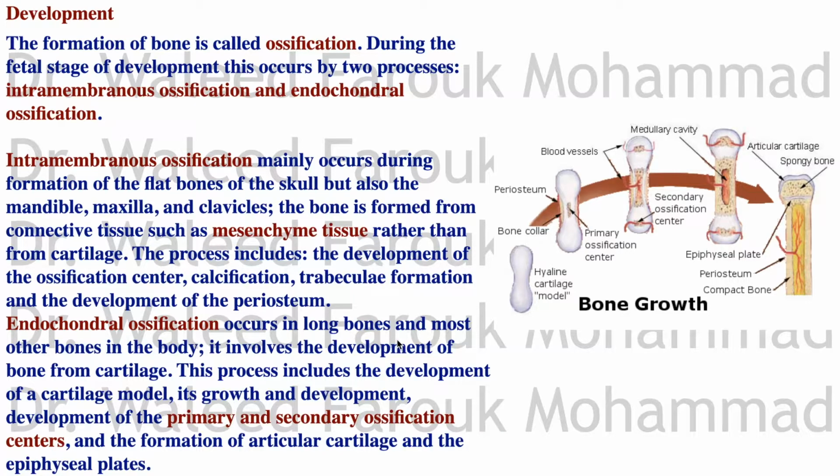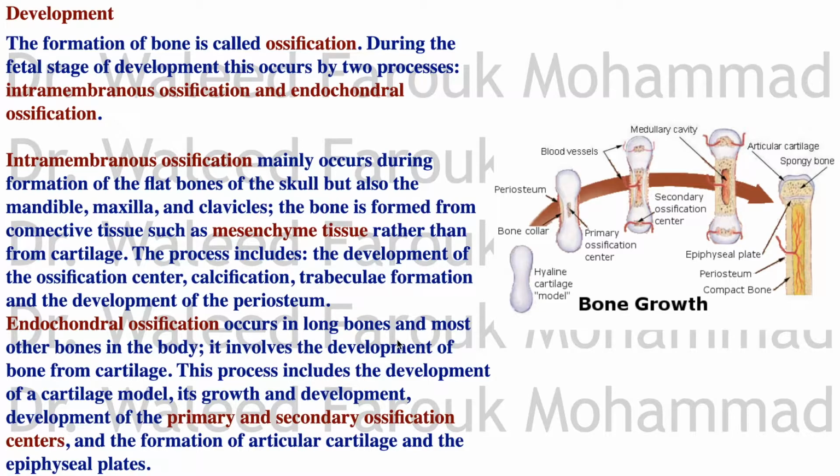The bone, as I mentioned earlier, develops in mesenchyme tissue rather than cartilage, and the process includes the development of an ossification center, then calcification, then trabeculae formation, and finally the development of the periosteum.